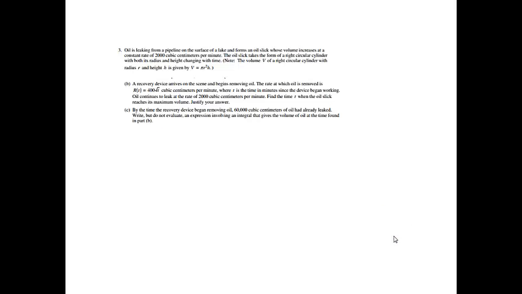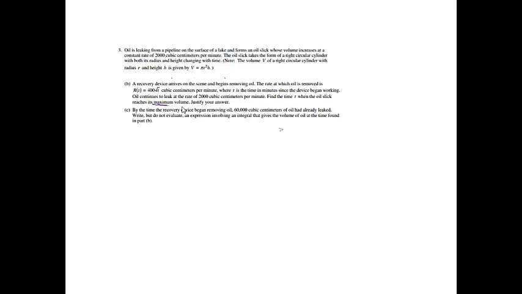All right, part B. A recovery device arrives on the scene, woohoo! And the rate at which oil is removed is r of t equals 400 square root of t cubic centimeters per minute, where t is the time in minutes since the device began working. Oil continues to leak at the rate of 2,000 cubic centimeters per minute. Find the time t when the oil slick reaches its maximum volume.